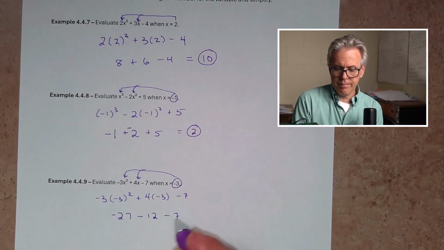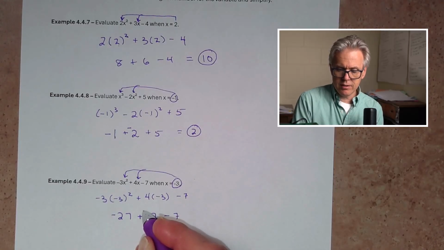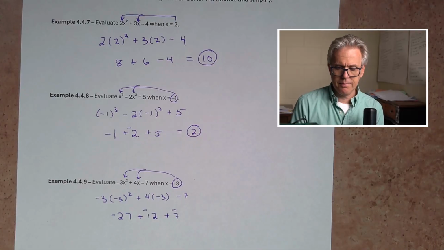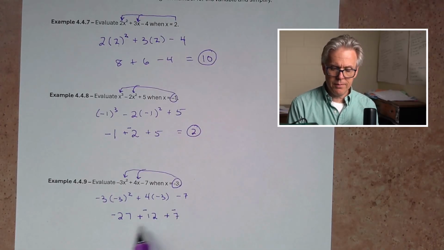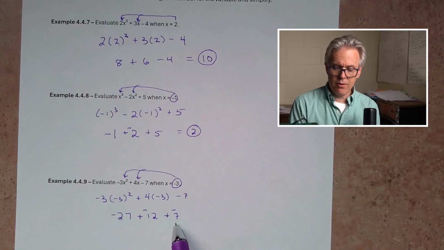Minus 7. Now, I don't like subtracting, so I'm going to change it to plus a negative, plus a negative. So 27 plus 12 is going to be 39. And 39 plus 7 is 46, and it's negative.